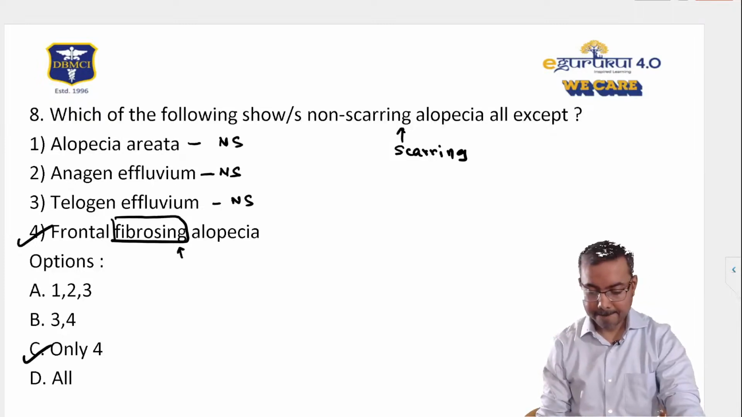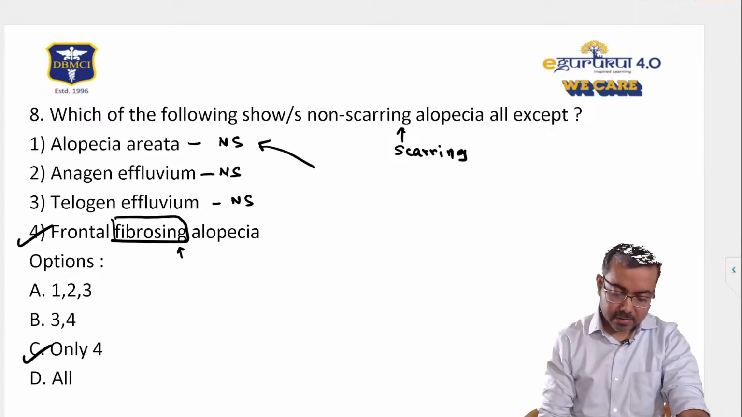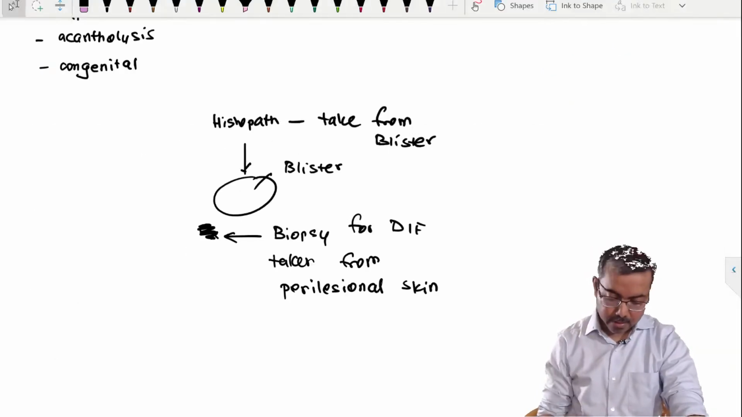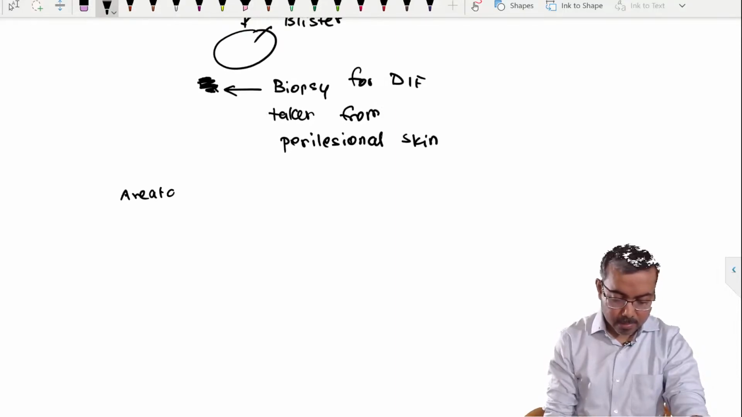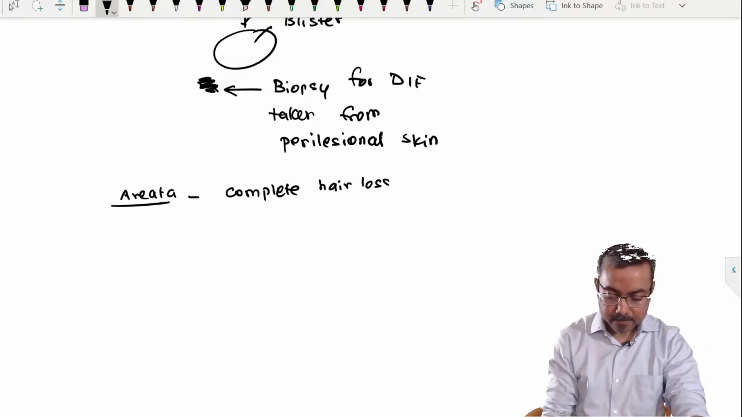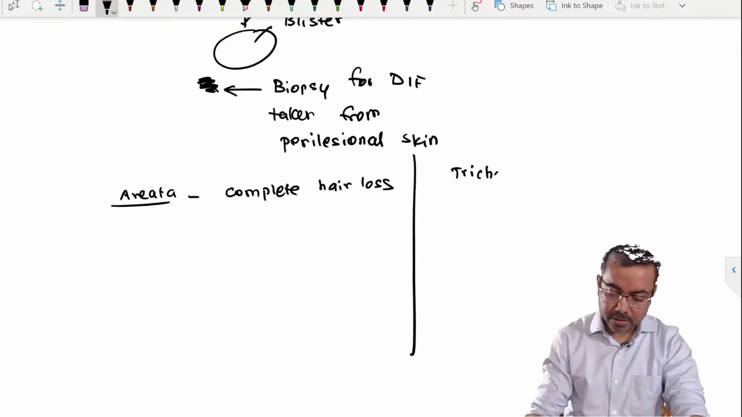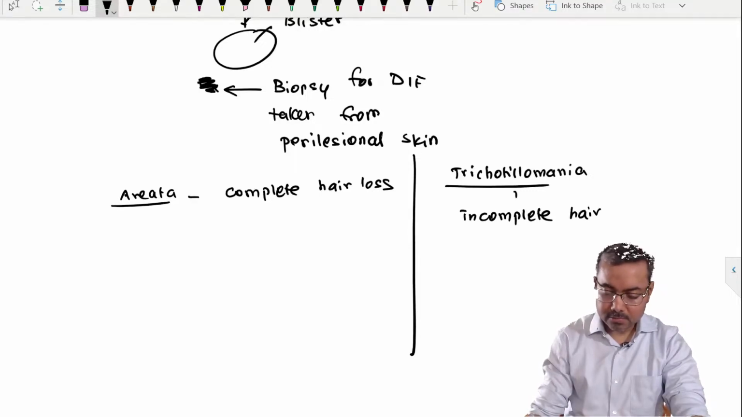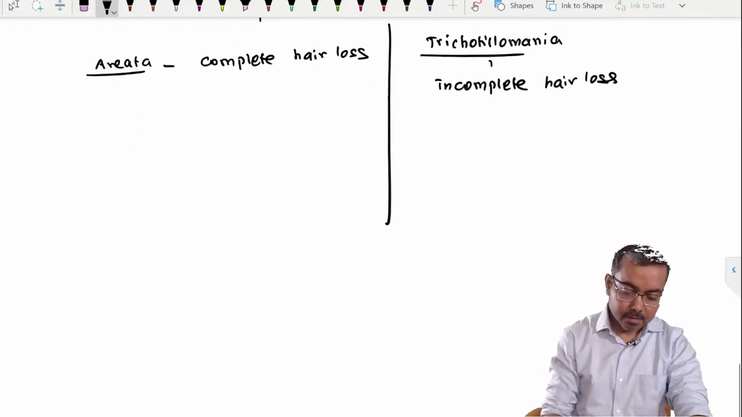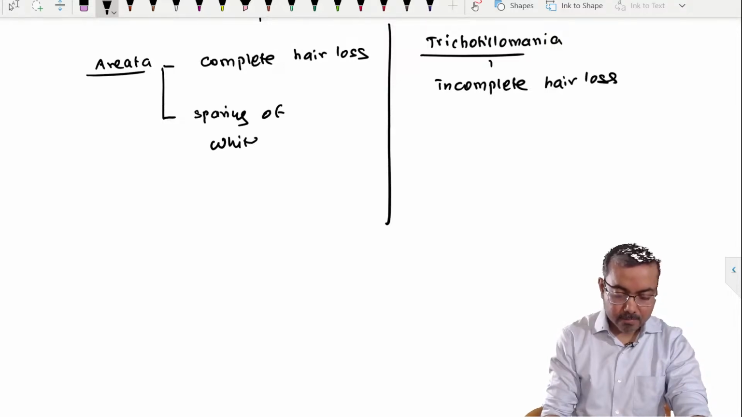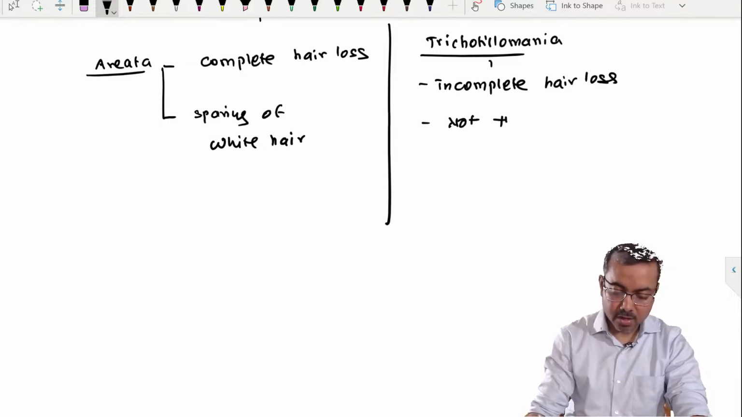Clear? Okay. Now alopecia areata, let's look at a few quick MCQs on this. Alopecia areata is complete hair loss, remember that. In contrast, trichotillomania is incomplete hair loss. That's the important understanding. Alopecia areata is going to spare white hairs because the antigen is melanin.